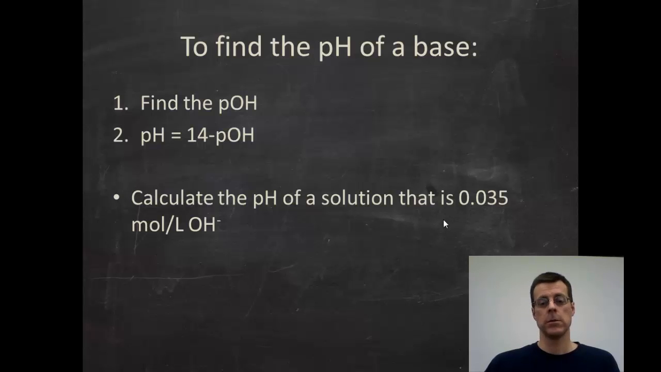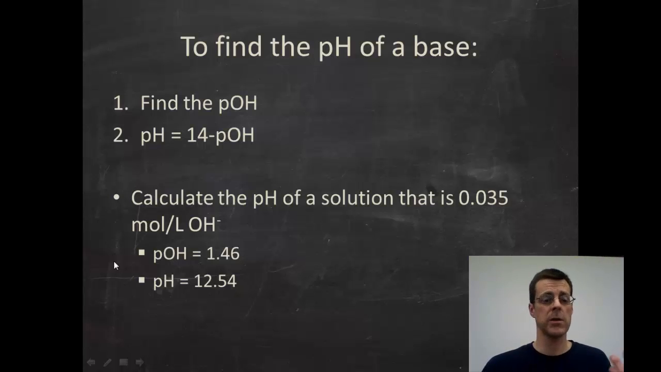So here's one for you to try. If the solution is 0.035 mole per liter hydroxide, and you'll sometimes get the formula of a strong base instead of hydroxide, either way, we're going to be doing the same thing. You're going to first calculate the pOH, and then you calculate the pH.